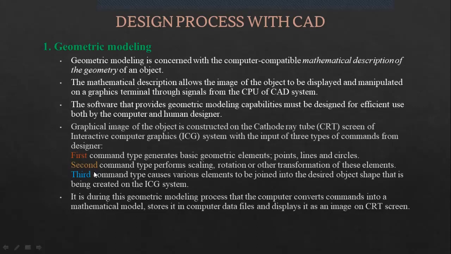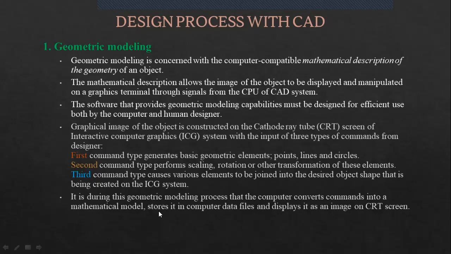Okay, and it is during this geometric modeling process that the computer converts commands into a mathematical model, stores it in the computer data files, and displays it as an image on the CRT screen. So it is during these commands that the computer is converting all those commands we are giving, right? All those zooming in, zooming out, and the different dimensions that we are giving for the different entities, right? Features, points, lines, and circles, etc. So that it converts it into a mathematical model, right?